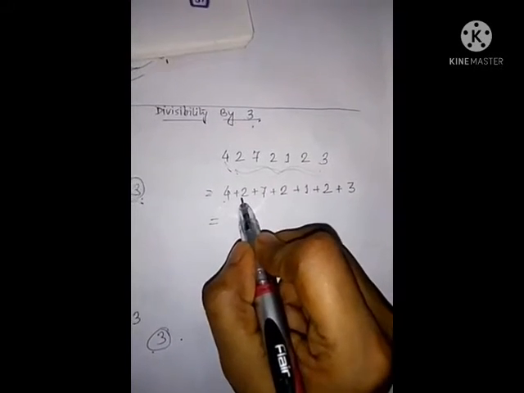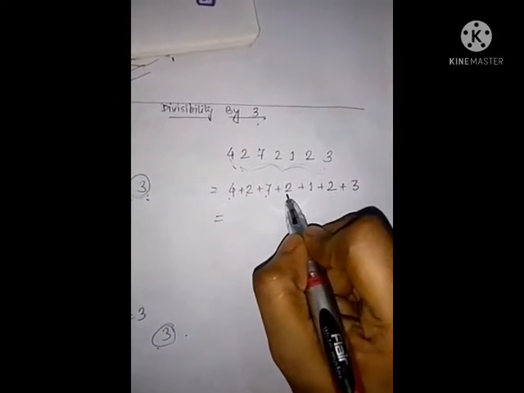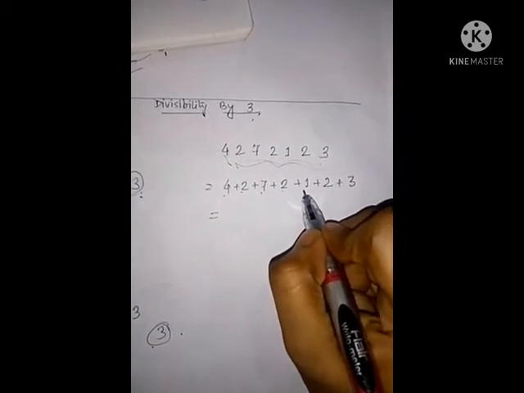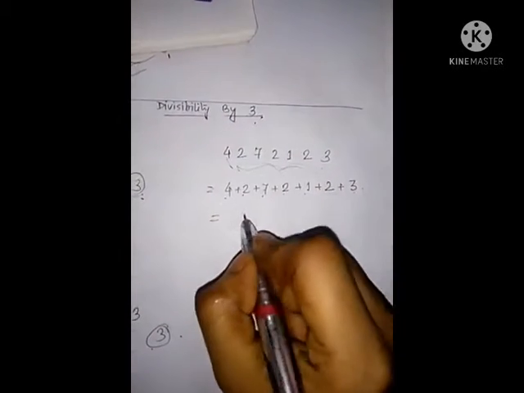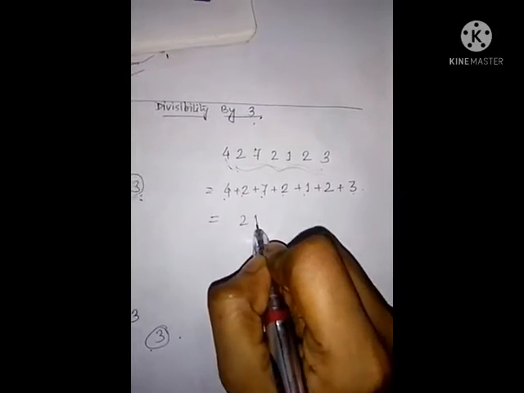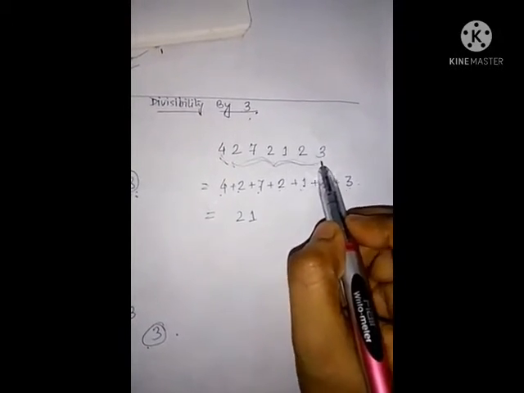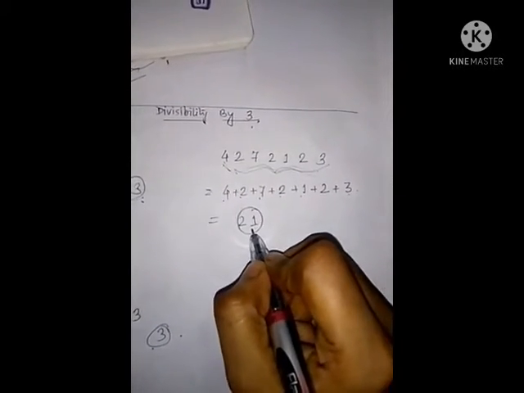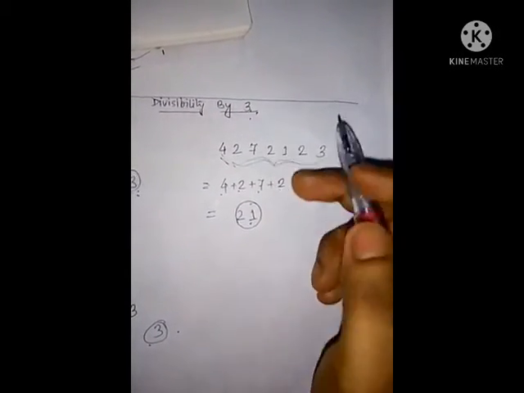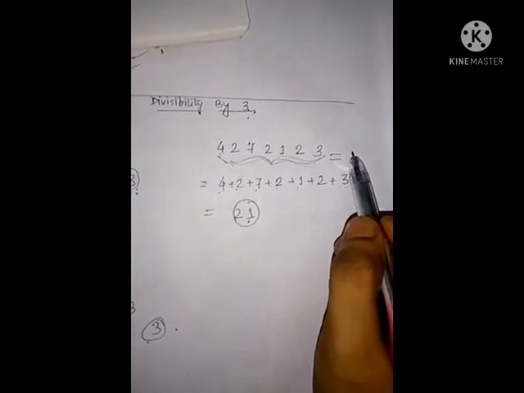4 plus 2, 6. 6 plus 7, 13. 15, 16, 17, 18, 19, 20, 21. So the sum of these digits is 21. This 21 is divisible by 3. So we can say that this number is divisible by 3.